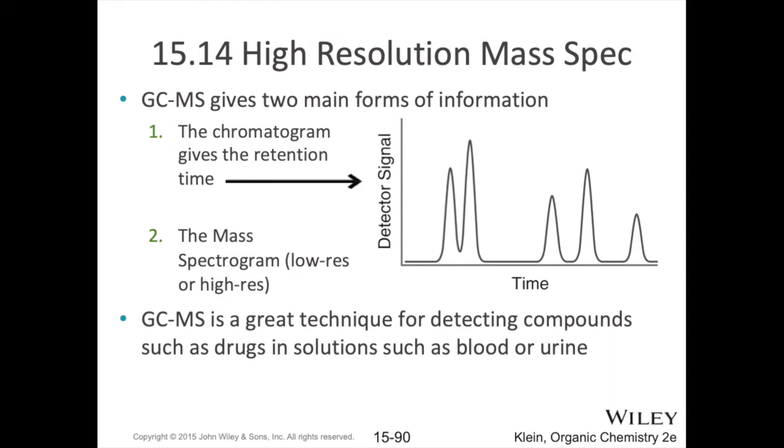You might use it to look for particular drugs, for example. If you have a sample such as blood or urine, you could look for key markers for whatever substance you're looking for.